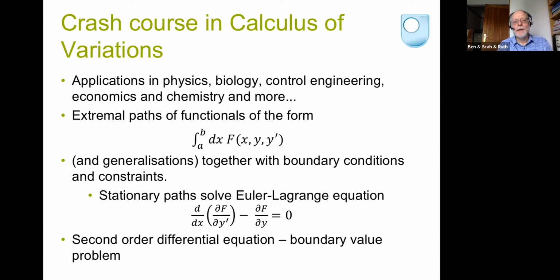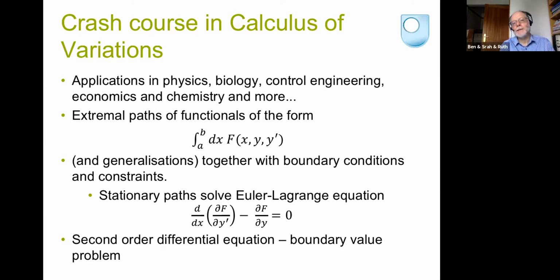So I'm going to talk about the calculus of variations. It's a very important subject within mathematics. It's got a long history from the 17th and 18th century onwards. It has many applications, principally in physics, but also in biology, control engineering, economics, chemistry, and more. It's all about optimization. In fact, it's finding extremal or more generally stationary paths of functionals that are given by an integral of this form.